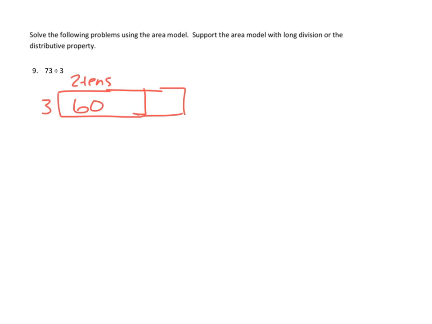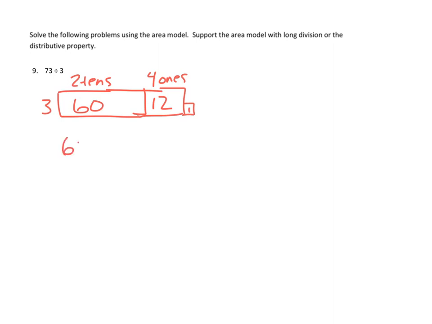Let's see, 3, 6, 9, 12. That's 4 1s. 4 1s times 3 would be 12. 60 plus 12 is 72, but we actually had 73, so we need one more little chunk off the corner, and we can show you what we're doing here.